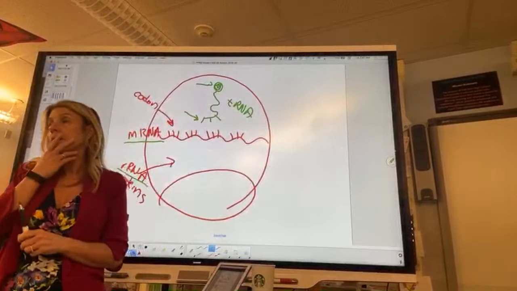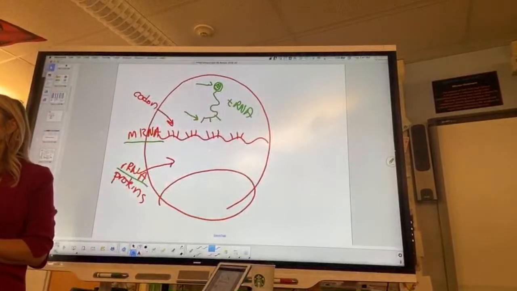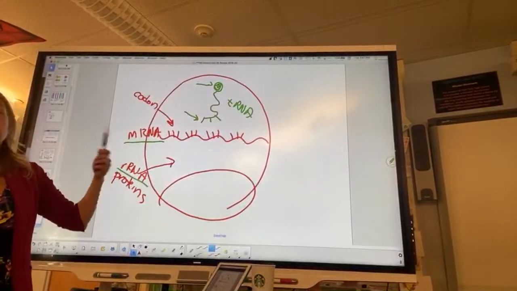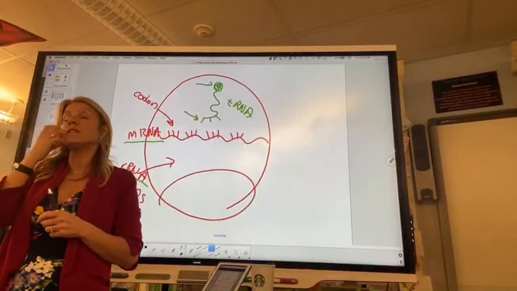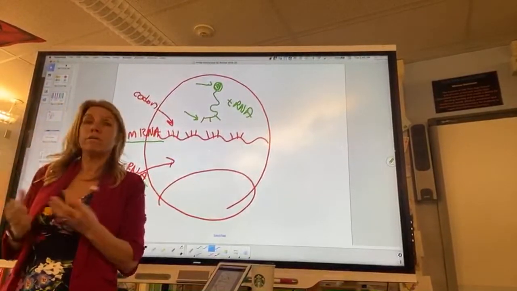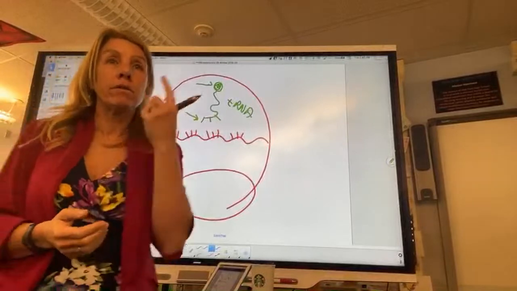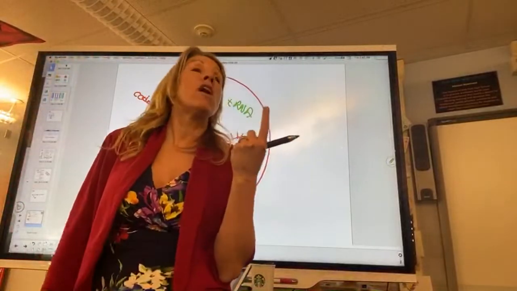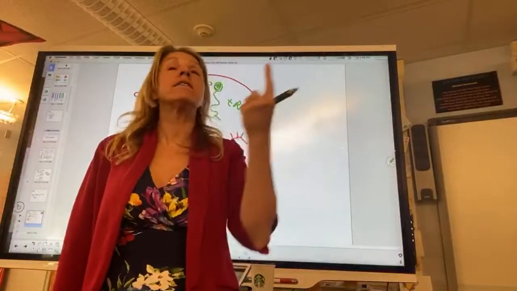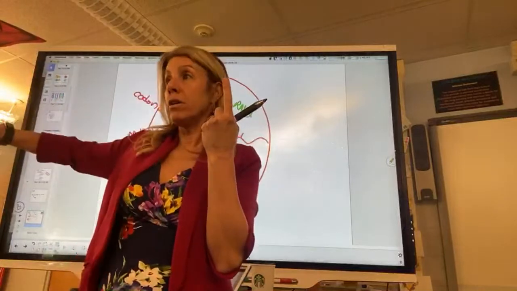Is rRNA still like code that it matches up with, or it doesn't? No. rRNA is just a nucleic acid. Like if I said, what is a fat built out of? Tell me, you guys, what is a fat built out of? Oh my gosh. 1 glycerol and 3 long fatty acid chains.